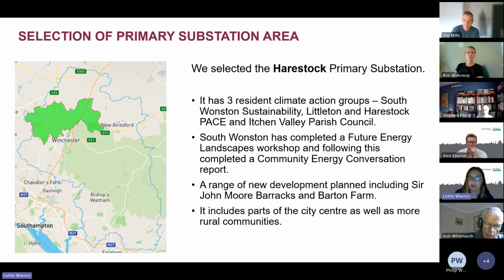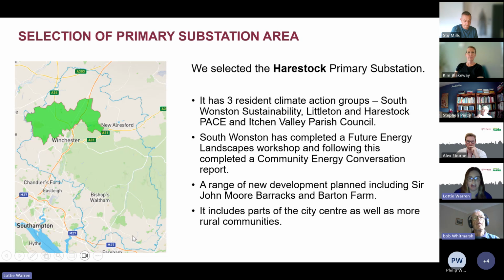We also looked at what was being allocated in the local plan, and we found that within Harestock, the local plan, which is currently going through examination, has allocated 2 quite big developments within this boundary, which is the John Moore Barracks, which is contained entirely within Harestock, and Barton Farm, which is just over the boundary, so it's like half within this primary substation, half within another. This primary substation also offers quite a nice mix between city centre as well as more rural communities. So we thought that would make quite a nice mix.